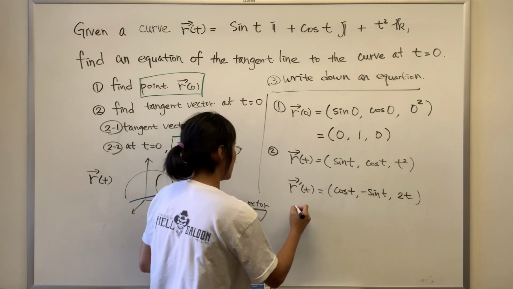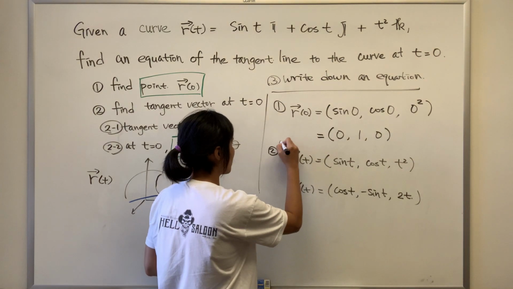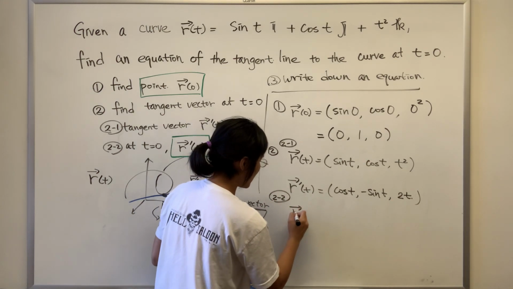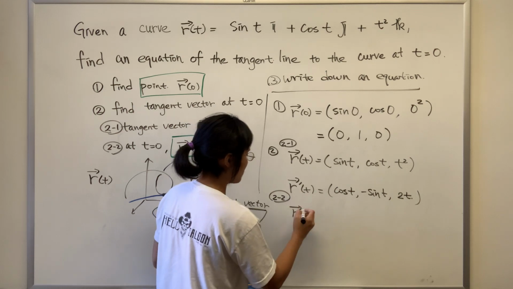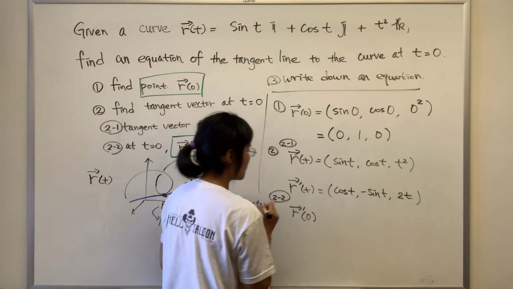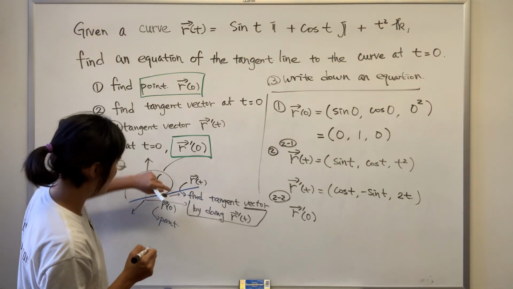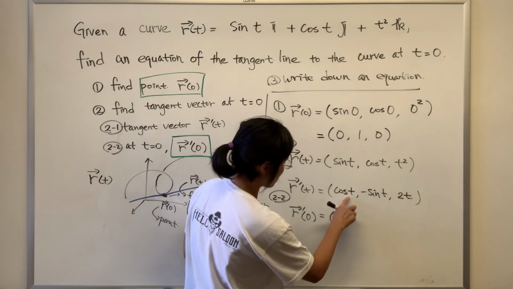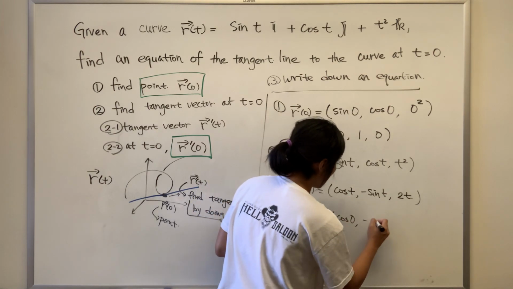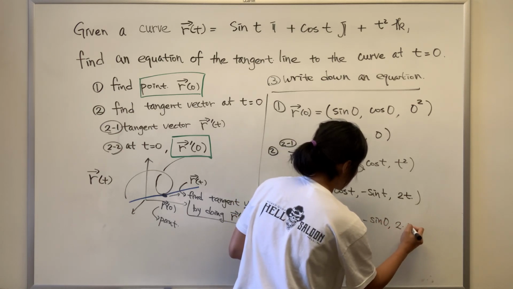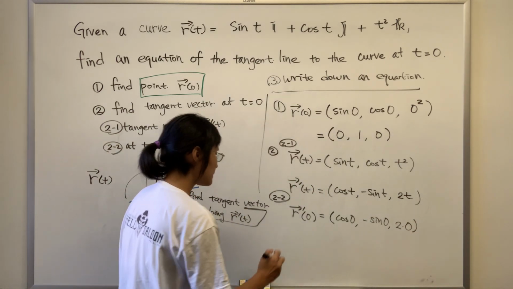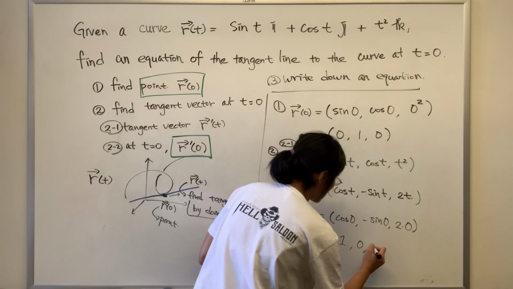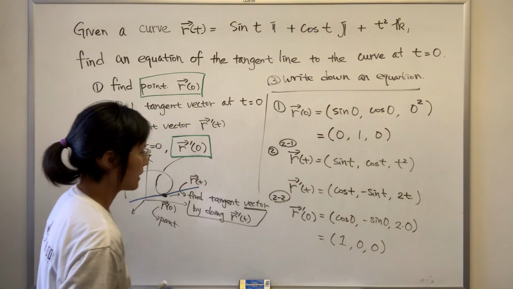So that's the first half of step 2, and now the second half. Once we find a generic tangent vector formula, we want the one at the point t equal to 0. So we plug 0 into this formula: cosine 0, minus sine of 0, and 2 times 0. Simplifying, cosine 0 is equal to 1, sine 0 is equal to 0, and 2 times 0 is equal to 0. Great, we have a lot of zeros.